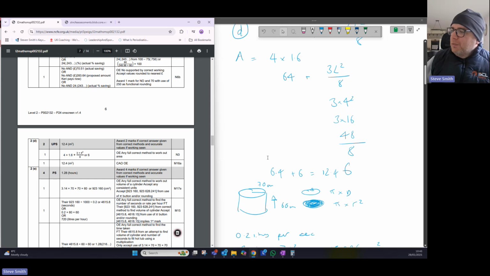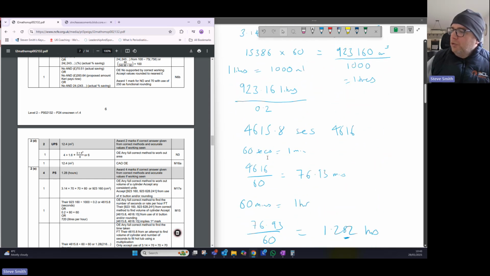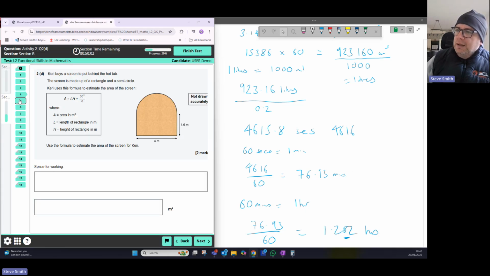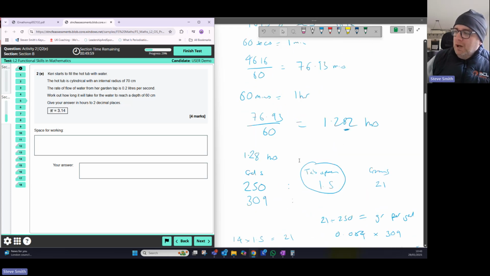And then we're asked to fill up our hot tub. Our hot tub took her 76 minutes to fill up because we worked out the area of the circle and the depth of the hot tub, so that was the volume. So area of circle times the depth is the volume. And then we recognized that it was filling up at 0.2 liters per second.